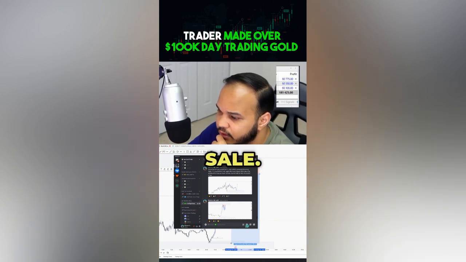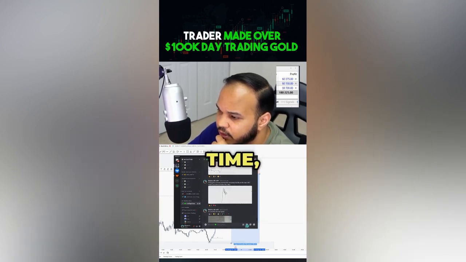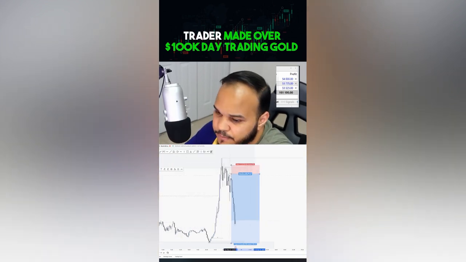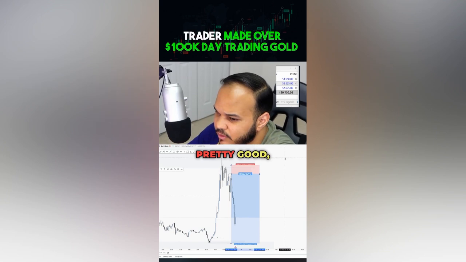I'm going to start looking for a sale. And you guys can see here, I send it, and then I send it one more time, saying that I want to see the market grab liquidity above these highs for me to take it. You guys can see here, that's basically what I did. So I'm up $160,000. Pretty easy setup to understand.